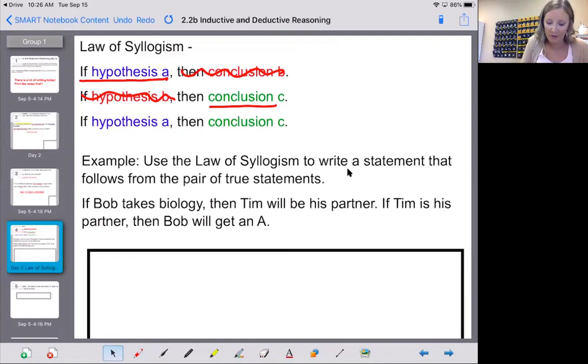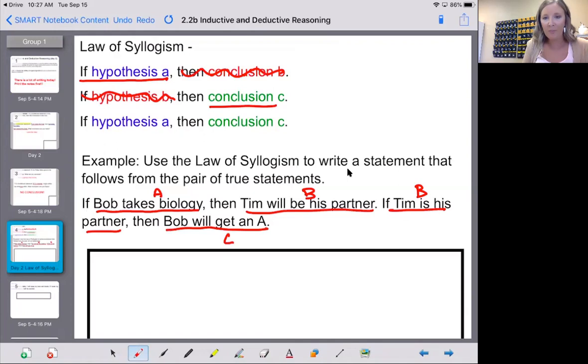So it says, if Bob takes biology, so I'm going to call this right here A. If he takes biology, then Tim will be his partner. So this would be B. It says, if Tim is his partner, so this right here, does that match up with the thing we just read? Tim will be his partner, Tim is his partner. Okay, yes. So these are both B, right? They say the exact same thing. So they're both B. And then the last part says, then Bob will get an A. So that would be C.